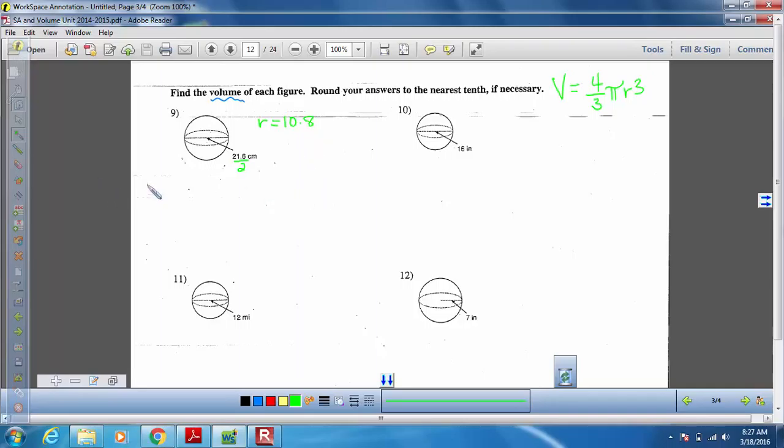So when we plug in, we get V equals 4/3 pi 10.8 cubed. So you would plug this whole thing in your calculator, and that would give you 5,276.7 centimeters. And remember, our volume is always cubed.